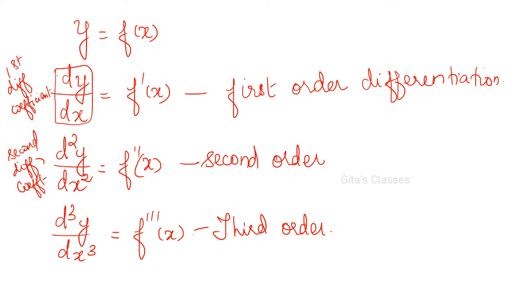What is the meaning of dy by dx? It gives you the rate at which y changes with respect to x. Similarly, what is d squared y by dx squared? It is the rate at which dy by dx changes with respect to x.